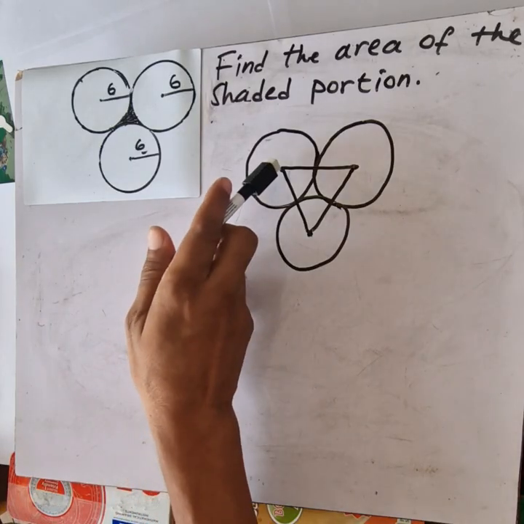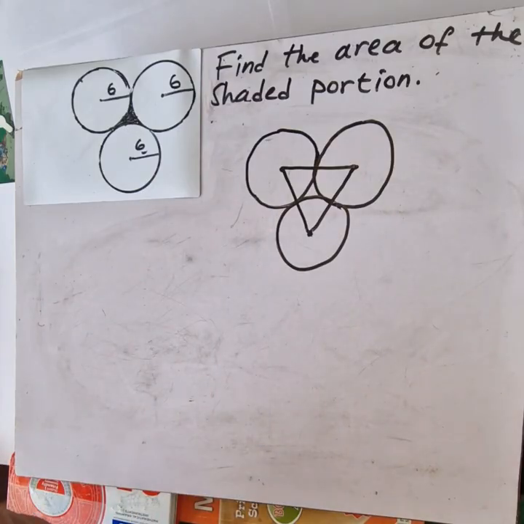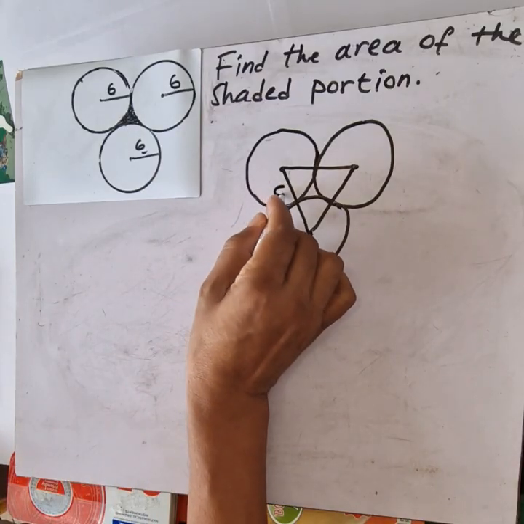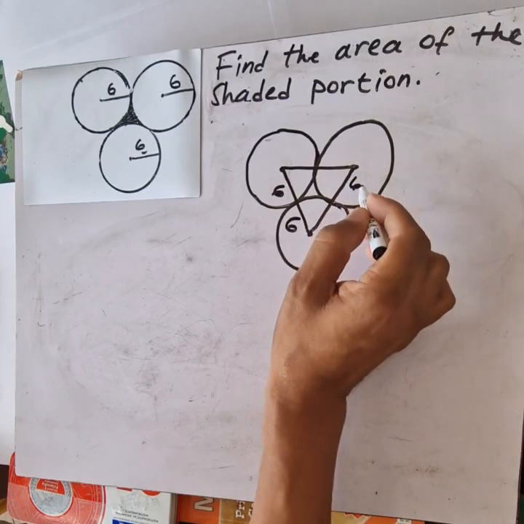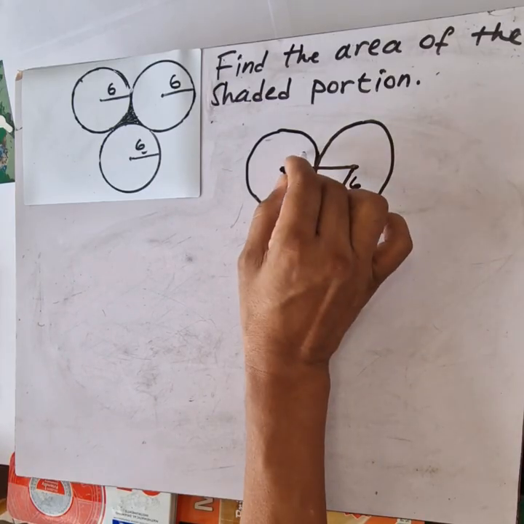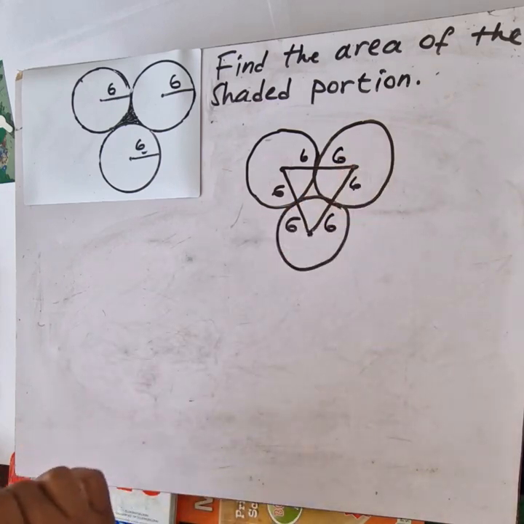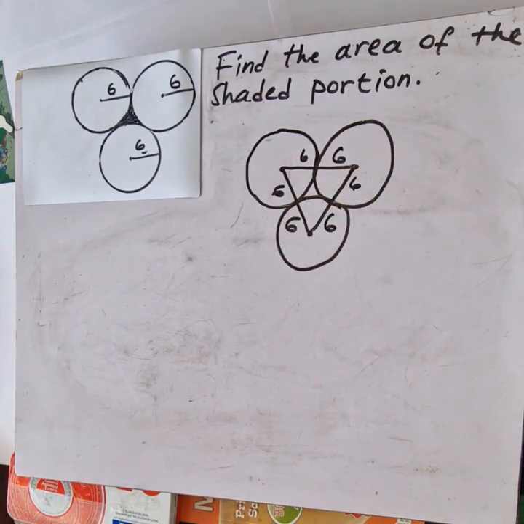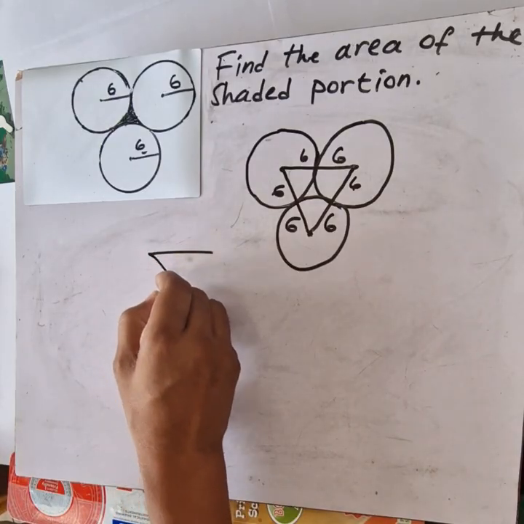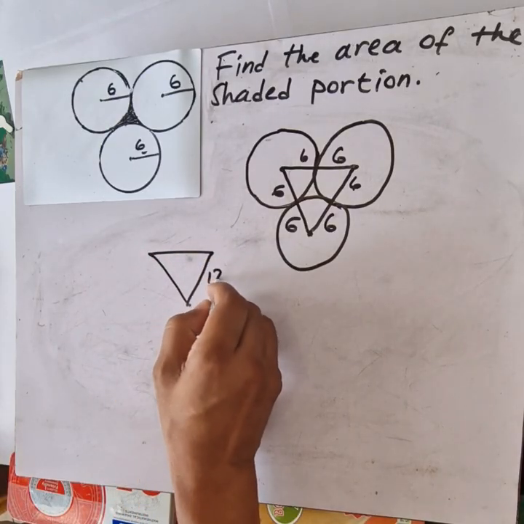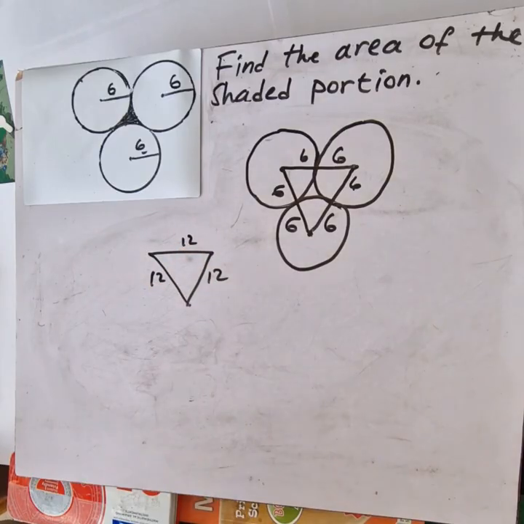And the distance from the center to the circumference is 6. There's another 6 here, and this is 6, and that is 6, that is 6, and this is also 6. So we have literally a triangle of side 12, an equilateral triangle of side 12. And we have three of the same sectors.